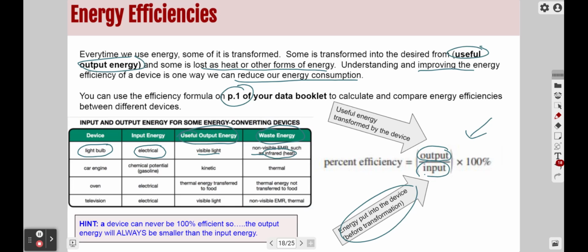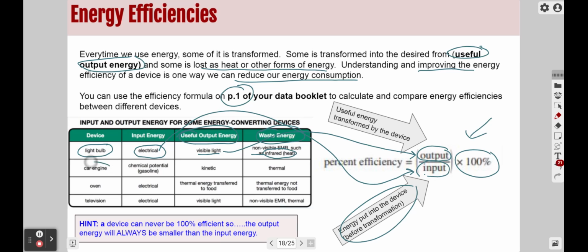Okay. So if you were given information about an electrical light bulb, the input energy would be the amount of electricity that light bulb used. So it would go down below. And then the useful output energy would be the amount of visible light that light bulb puts out. And then you divide the two and then multiply by 100 to get your percent efficiency.